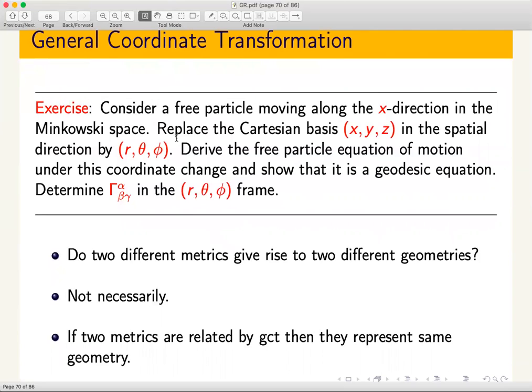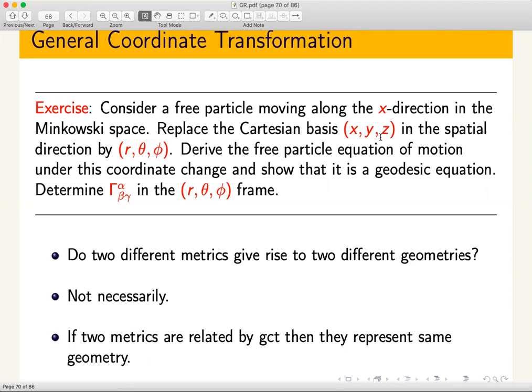For example, in this exercise, to the xyz coordinate system you can attach time t, and to the r theta phi coordinate system with time t. These two coordinate systems are just different choices of bases for the same flat space that we are looking at. So although the metric would take a different form in the r theta phi coordinate system versus the xyz coordinate system, they do not describe different geometries.